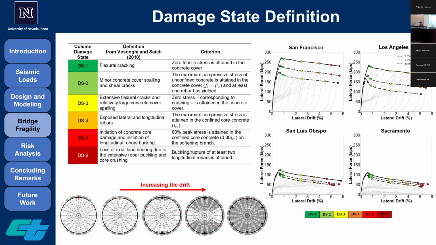As you can see on the right, we have the same on the pushover curves for San Francisco, Los Angeles, San Luis, and Sacramento for DS1 to DS6.